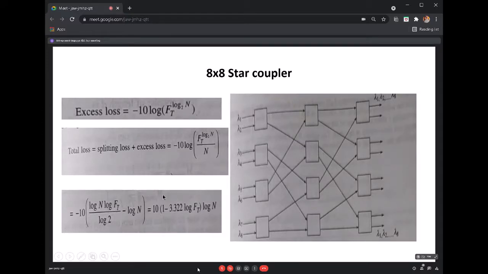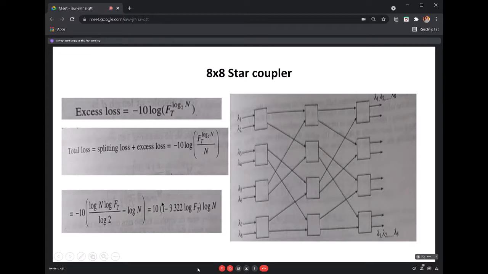So the minus 10 is being taken inside, so this becomes positive and this becomes negative. So log n is the common factor, taken out: 1 minus log Ft divided by log 2. Now 1 by log 2 is 3.322. So it is 10 into 1 minus 3.322 log Ft, into log n.